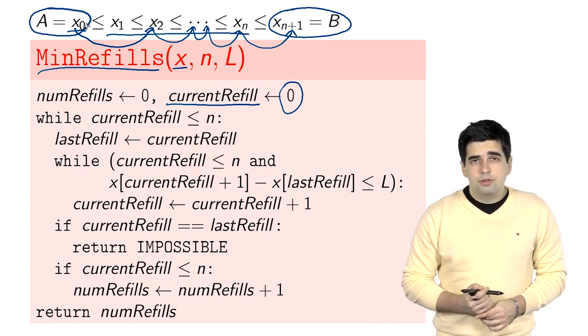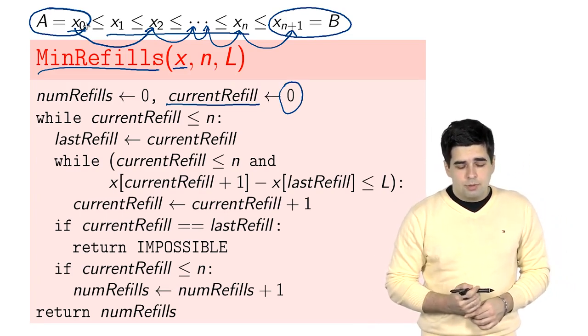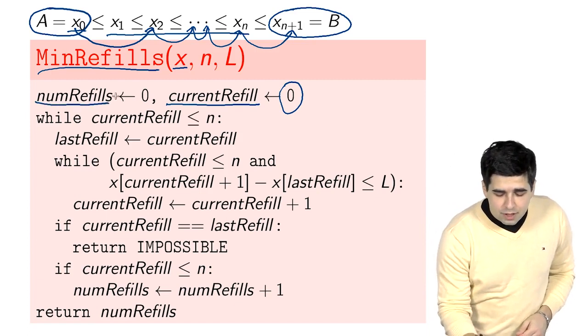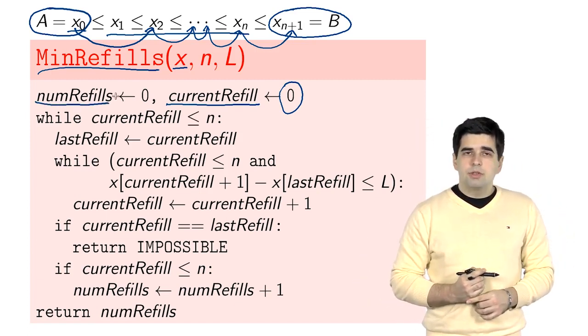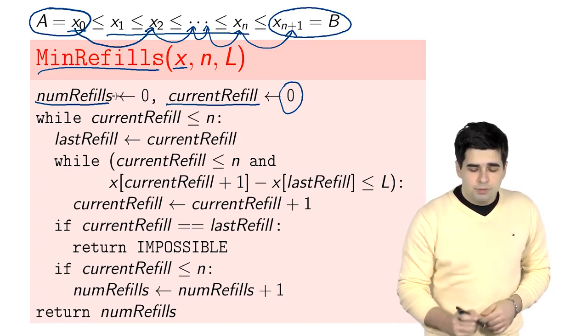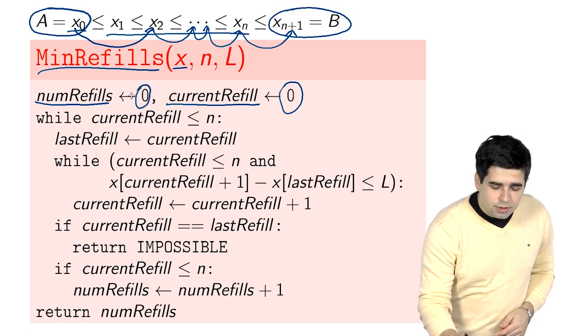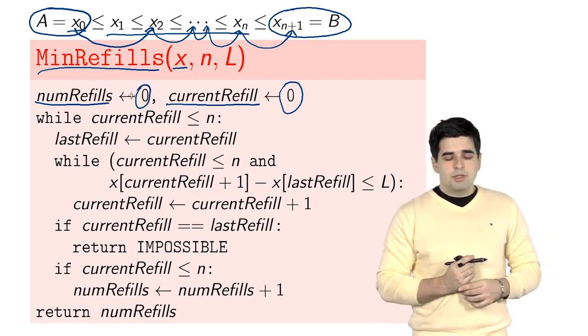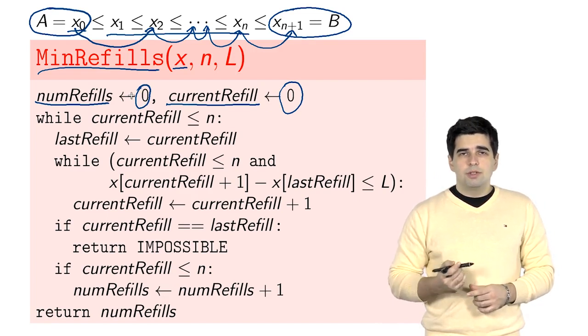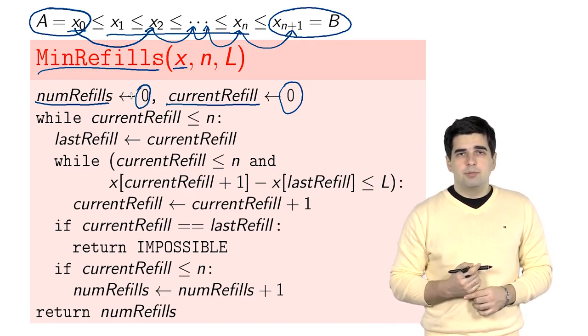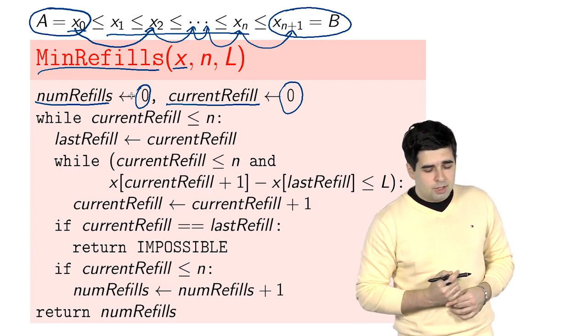We will also store the answer to our problem in the variable num_refills. At each point in the execution of the algorithm, it will contain the number of refills we have already made. And we initialize it with 0, because the problem statement asks us to count the minimum number of refills we need to do, not counting the initial refill at point A. So when we are standing at point A, we consider that we haven't made any refills yet.